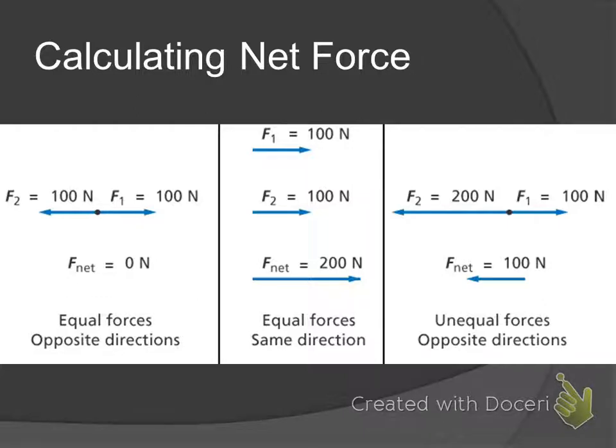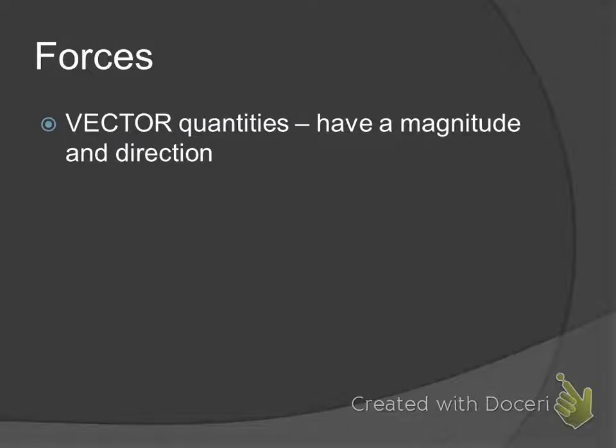When we represent something with an arrow, what does that mean it must be? What type of value must it be if we represent it with an arrow that is drawn to scale? A what? A vector, right? Forces are vectors. We represent them with arrows, okay? Which is what I just said, okay? Forces are vector quantities. They have to have a magnitude and a direction.